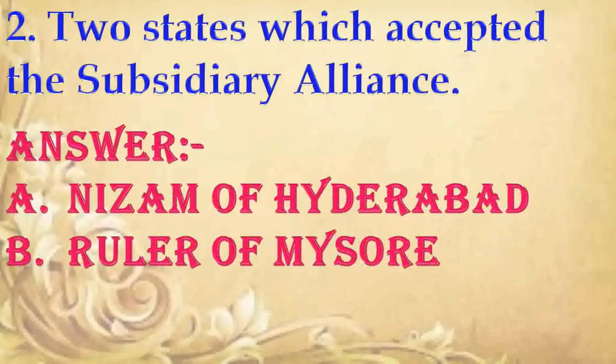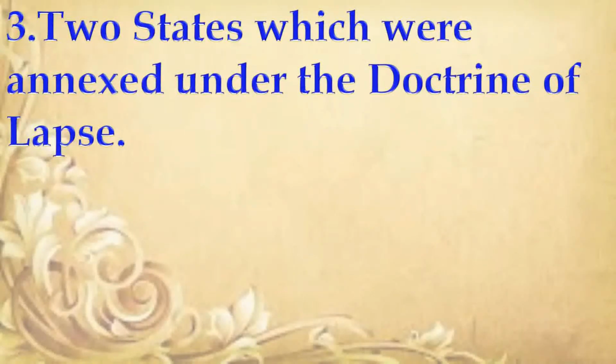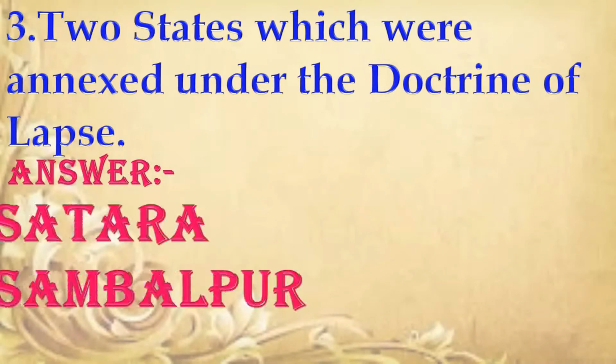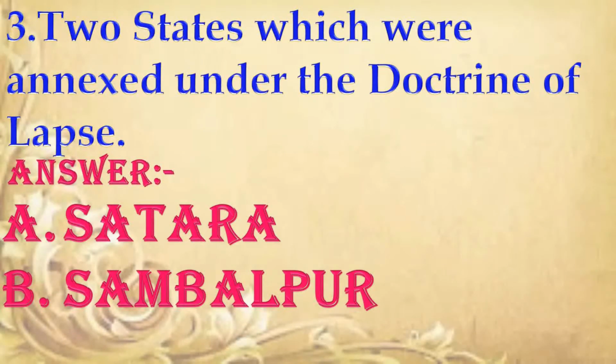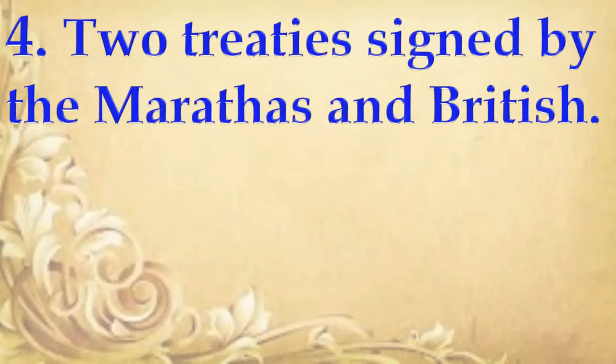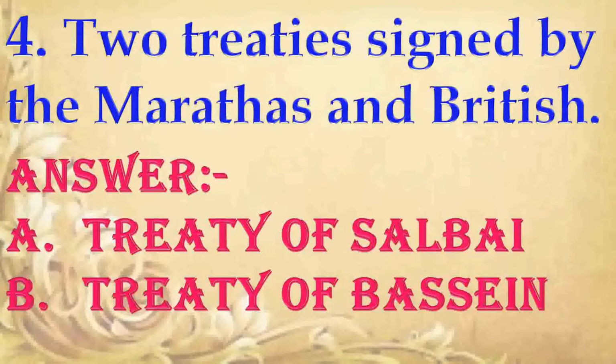Answer is Nizam of Hyderabad, ruler of Mysore. Next question. Two states which were annexed under the Doctrine of Lapse. Answer is Satara, Sambalpur. Next question. Two treaties signed by the Marathas and British. Answer is Treaty of Allahabad, Treaty of Plassey.